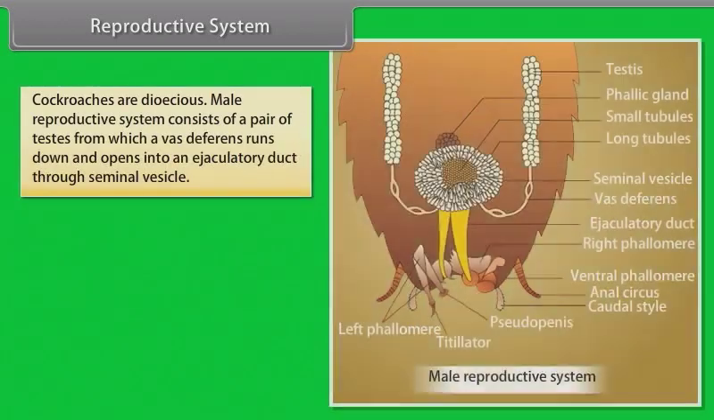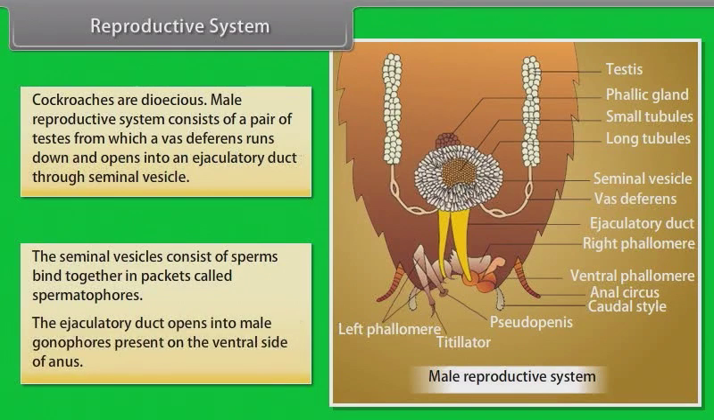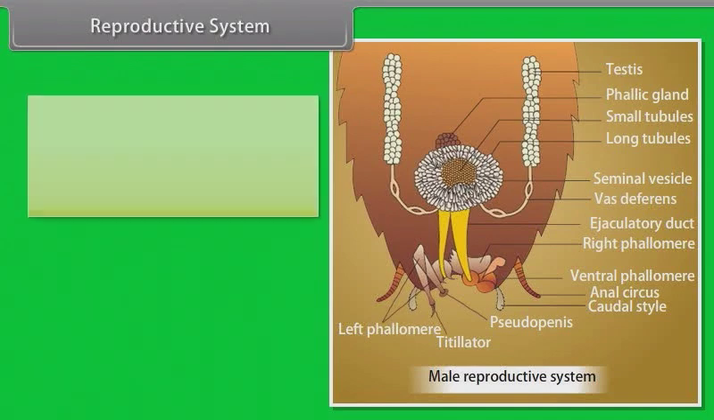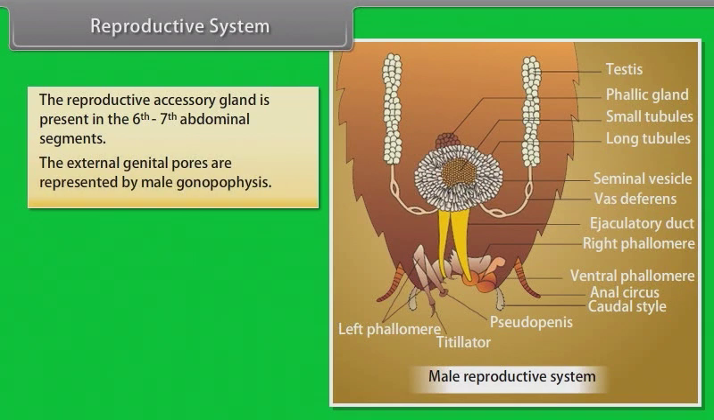Reproductive system. Cockroaches are dioecious. The male reproductive system consists of a pair of testes from which a vas deferens runs down and opens into an ejaculatory duct through the seminal vesicle. The seminal vesicles store sperms bound together in packets called spermatophores. The ejaculatory duct opens into the male gonopore on the ventral side of the anus. The accessory reproductive gland is present in the 6th and 7th abdominal segments. The external genitalia are represented by male gonapophyses.